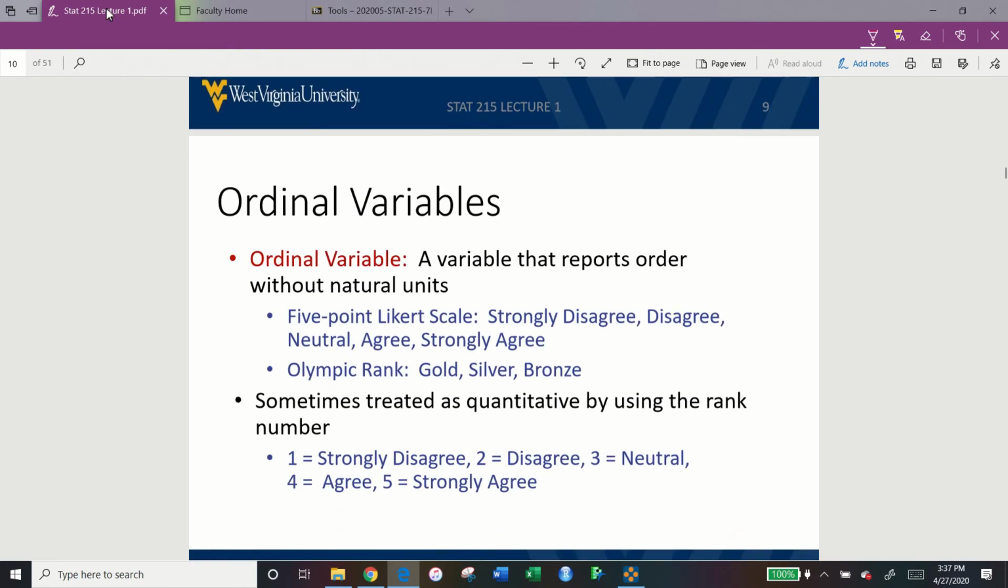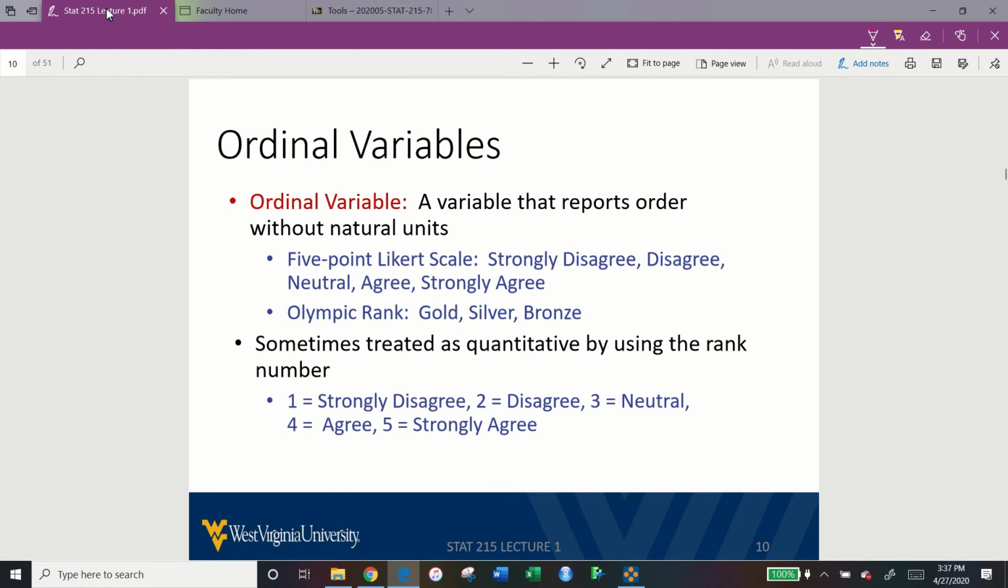The third type of variable we're going to pay our attention to is ordinal variables. Ordinal variables report order without natural units. So, for example, you sometimes have that 5-point scale of strongly disagree, disagree, neutral, agree, strongly agree. Olympic rank, gold, silver, bronze, and sometimes we treat it as quantitative by using our rank number. So we say on a scale of 1 to 5 or 1 to 10. That is ordinal variables, when we give something in order.